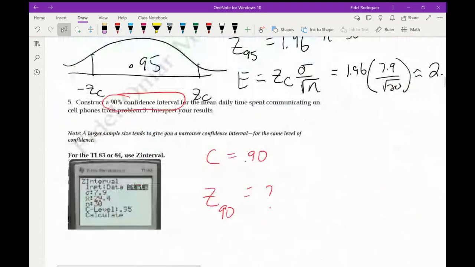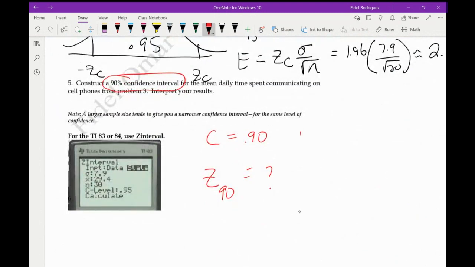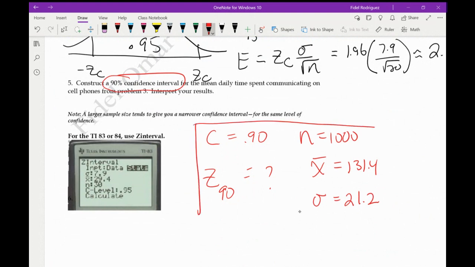Okay, so let me scroll back here. Here we go. N is 1,000, my X bar is 131.4, and my sigma is 21.2. Okay, so guys, I'm going to do this portion for us on the calculator, and I'm going to walk you through the steps so that I don't actually have to go through the actual calculation of it. So let me stop sharing this portion, and let me come back to my calculator so you can see what I'm doing.